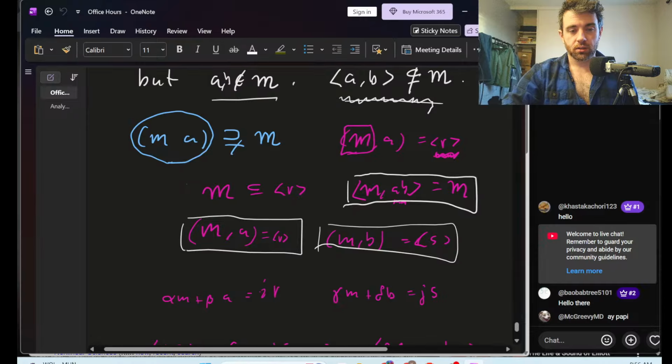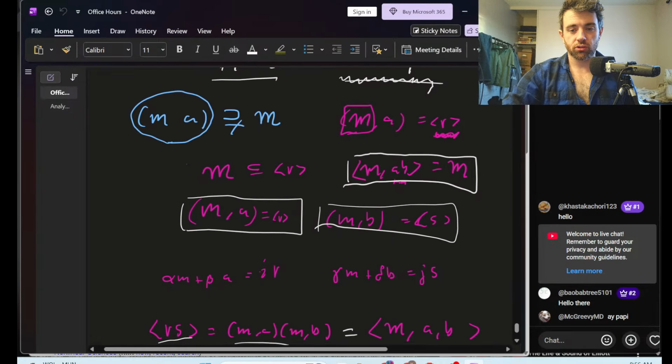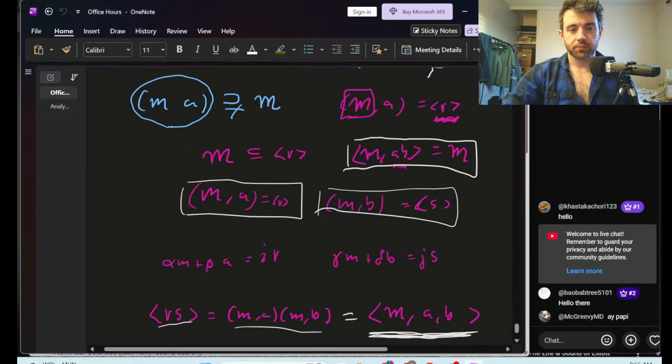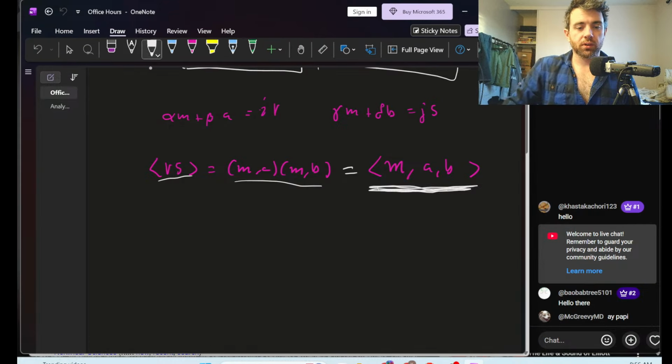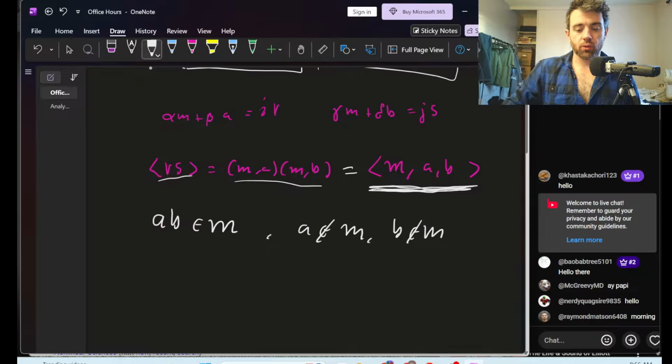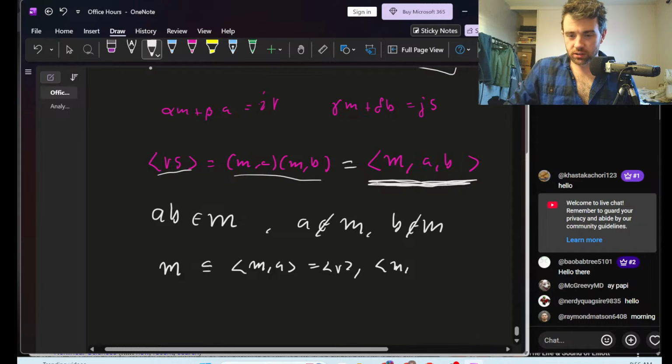However, basically, what is it? A should be principal, as should B. Right? Because we should have an A and B whose product is in M, but for which neither A nor B is in M. And so, therefore, we have that M is contained in the principal ideals.